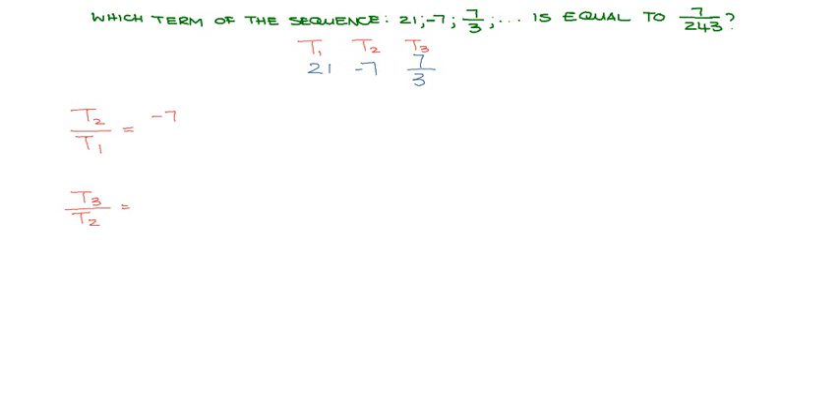So let's look at our first challenge, which is term 2 divided by term 1. Term 2 is negative 7. Term 1 is 21. Okay, so a negative is going to stay, and 7 goes into 21 3 times. So we have negative 1/3. Let's double check it on the second round. So we have 7 over 3 divided by negative 7, which is the same as saying 7 over 3 multiplied by 1 over 7. Oh, remember the negative. I nearly forgot it, okay? Those 7s cancel each other out, leaving us with negative 1/3.